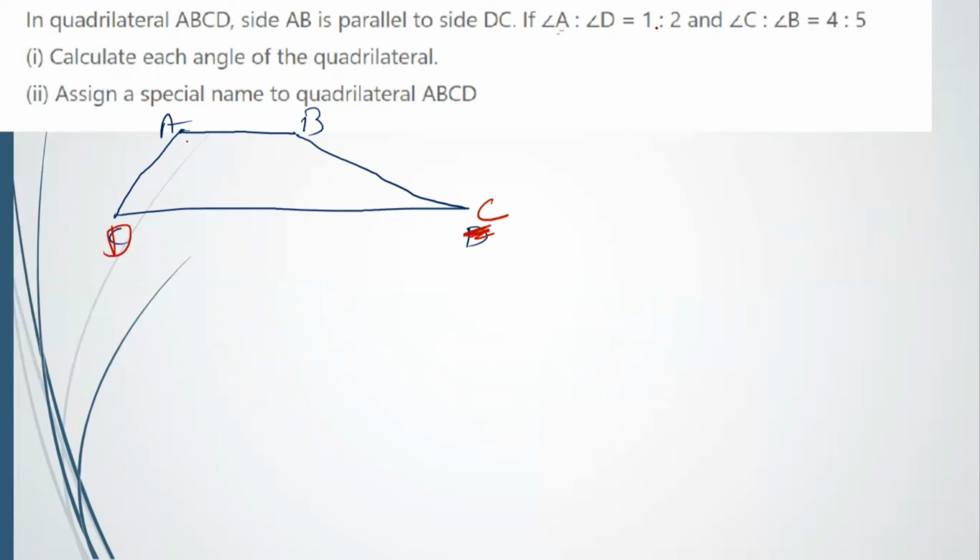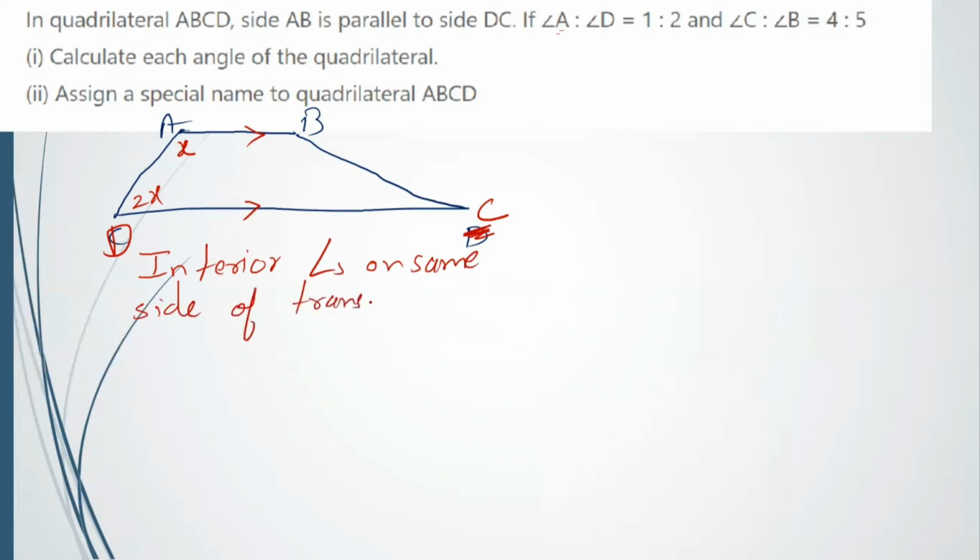So the ratio of angle A to angle D is 1 to 2. So if A is x, then D is equal to 2x. Fine. Now, AB is parallel to CD. Then we have learned the properties of parallel lines, that is, interior angles on the same side of the transversal are supplementary. Okay, so that means they add up to 180 degrees.